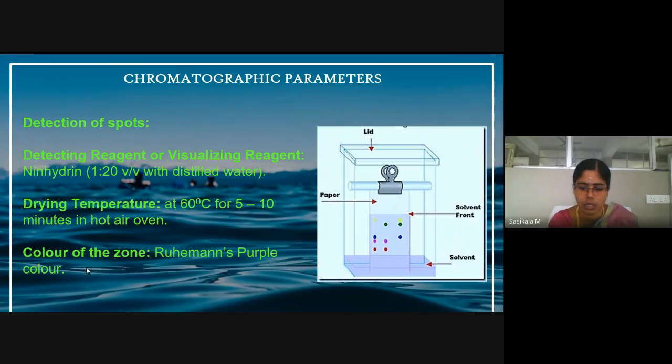Hope you have understood the concepts behind paper chromatography. It is very simple, but we need to follow all procedures carefully. And it is a major practical you will be doing in your lab. When you come here, you will be performing paper chromatographic analysis. Okay. Is there any doubt?